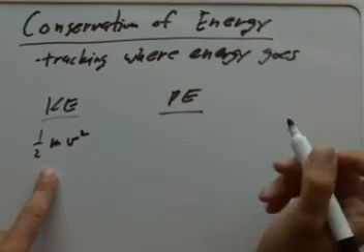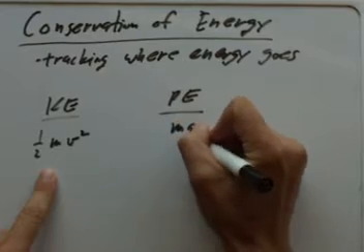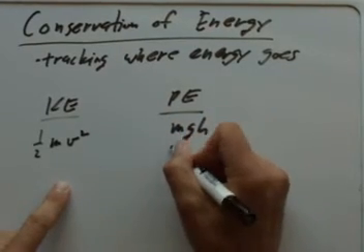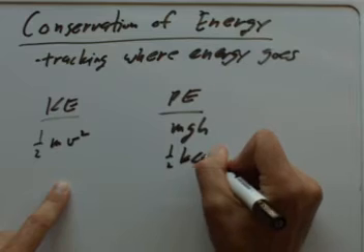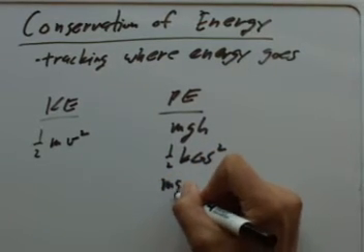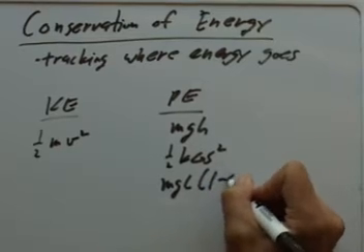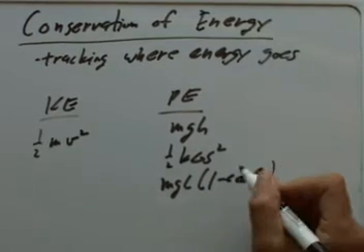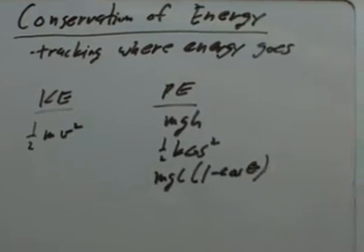Now, potential energies can take many different forms. We have mgh, which is gravitational potential energy. We have 1/2 k delta s squared, which is spring potential energy. And then we might even have potential energy due to a pendulum, 1 minus cosine theta, say, where theta is the angle that the pendulum has been pulled back to.